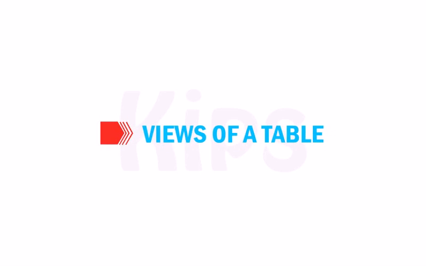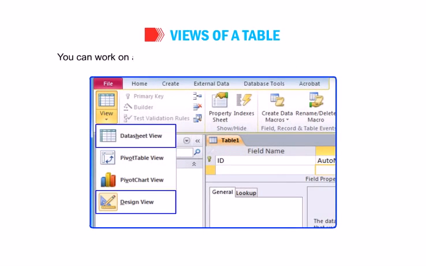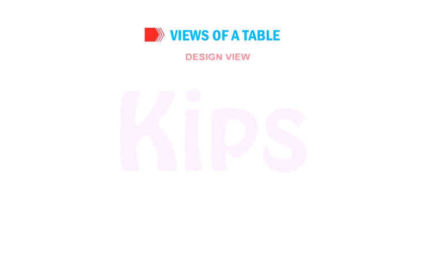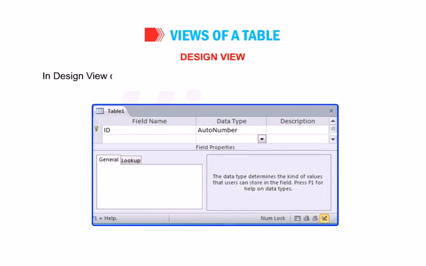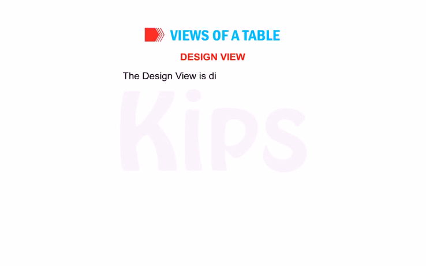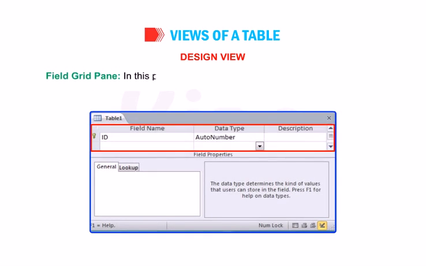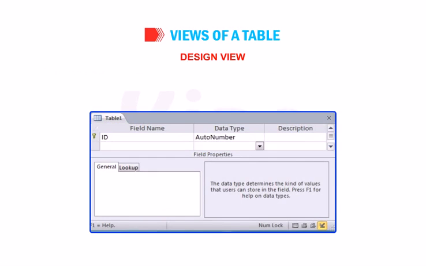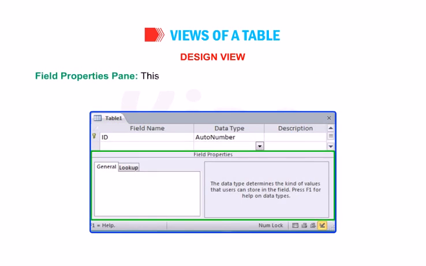Okay, students, now we will discuss about views of a table. You can work on a table in 2 views, design view and data sheet view. Design view. In design view of the table, you can enter the field names, their data types, and description. The design view is divided into 2 parts. Field grid pane. In this pane, you can define the field names, their data types, and description. Field properties pane. This section is used to set properties for the field defined in the table.